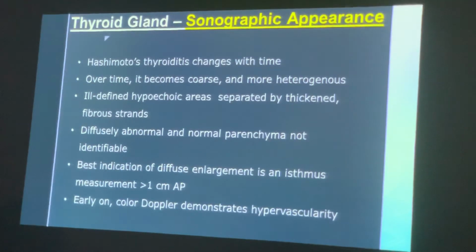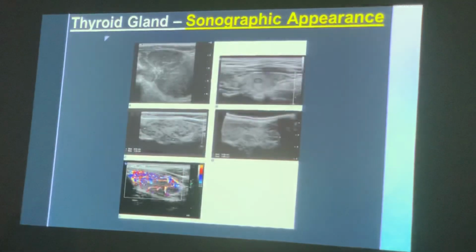Early on, color Doppler demonstrates hypervascularity, like the picture I showed you a few slides ago. A really, really vascular thyroid. See right here, very, very vascular. You see those vessels going everywhere. This shows that it looks so different depending on what stage of the disease you catch it in. That's why you can't just decipher, oh, that's this and that's that, because we're going to look at a lot of pictures that look like this, like this colloid adenoma right there.